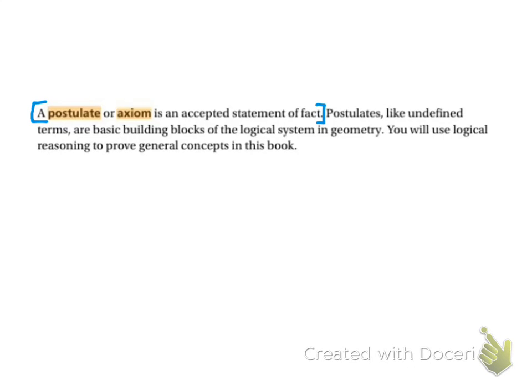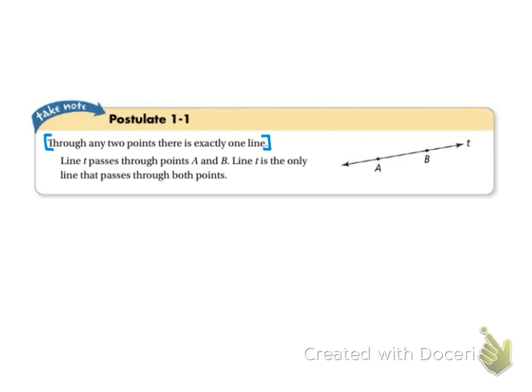Okay, this is the second half of 1.2 for geometry. A postulate or axiom is an accepted statement of fact, and we use these to prove other things in geometry. So postulate 1.1 says through any 2 points there is exactly one line. To get between 2 points there's only one line that will go through it, not multiple lines. So in this picture, line T is the only line that goes through points A and B.